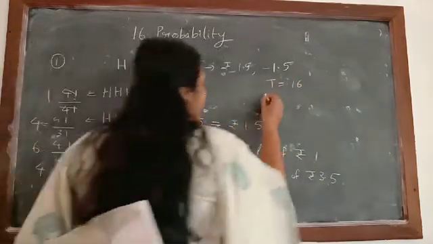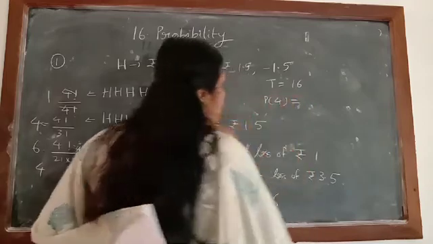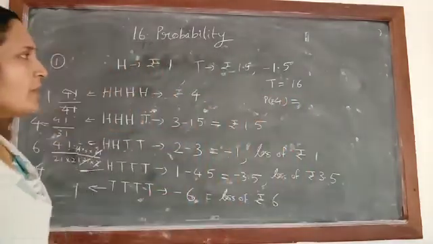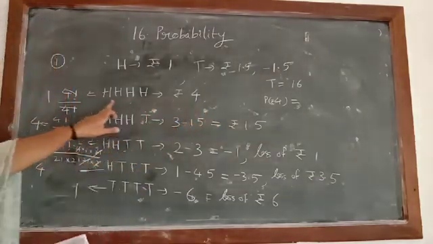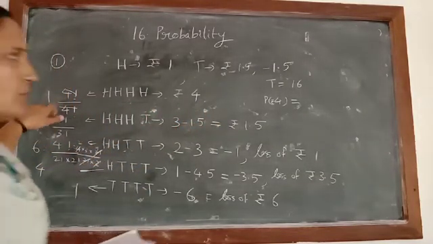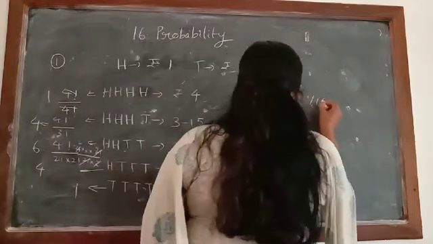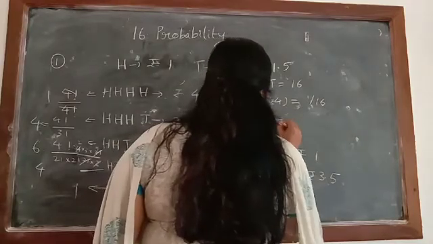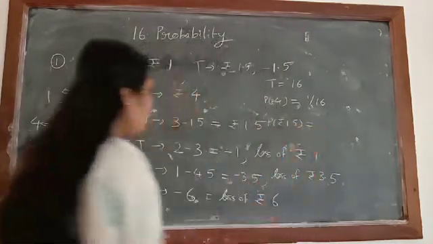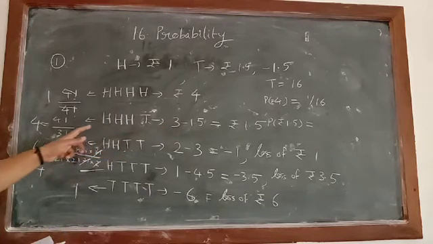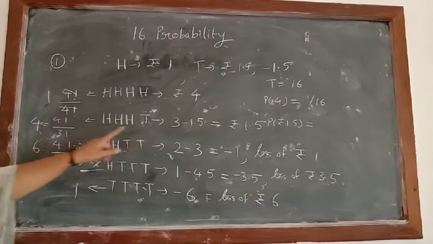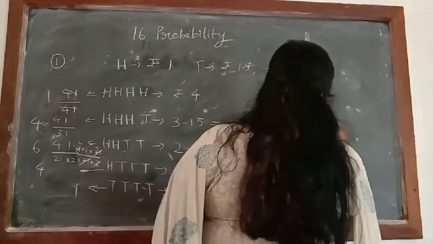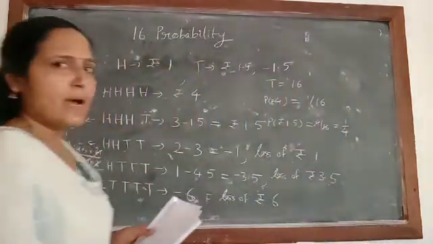Now the probability of getting the prize money rupees 4. How many outcomes are there? 1 only. So its probability will be equal to 1 by 16. Then next, probability of having rupees 1.5. How many times are we getting it? 3 heads and 1 tail, 4 times. So probability will be equal to 4 by 16, which is equal to 1 by 4.